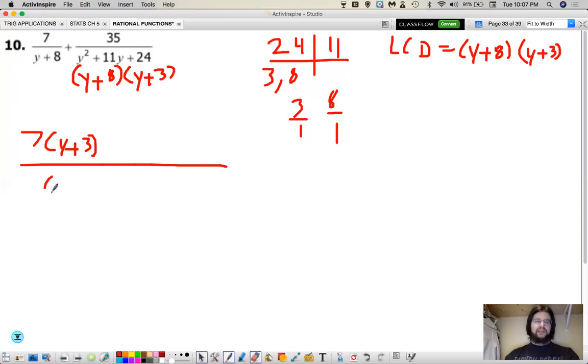I got the y plus 8. I need to do y plus 3. Multiply by top and bottom. Now, this is the first one. I didn't change it. See, it's 7 over y plus 8. These would cancel. But now I have the same denominator here, so I can just add this 35, because it's got the same denominator.